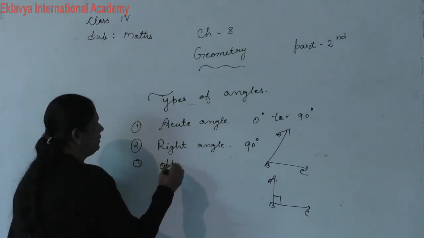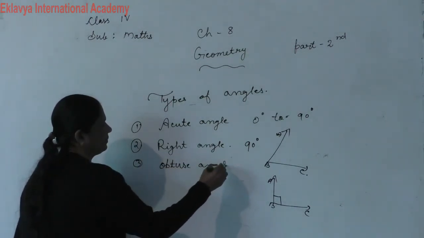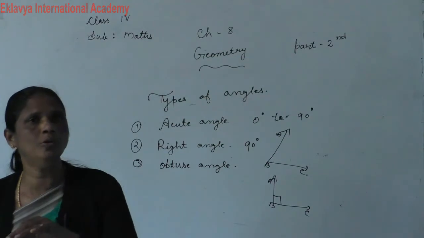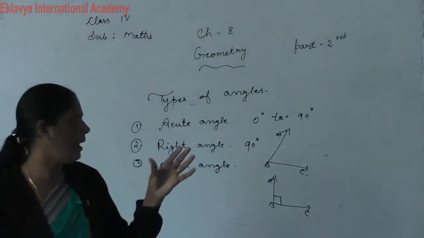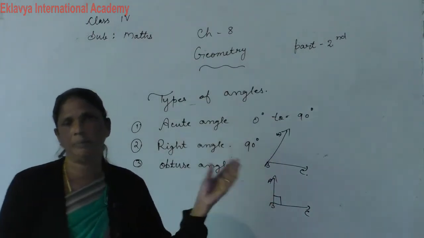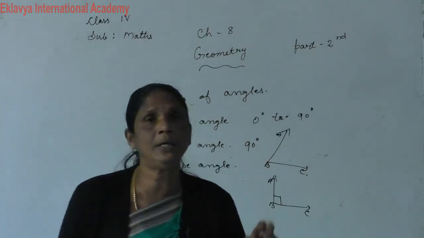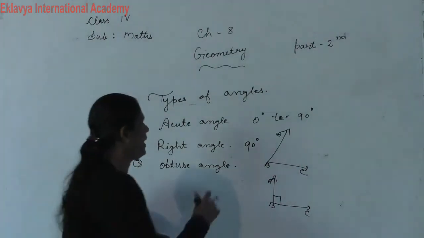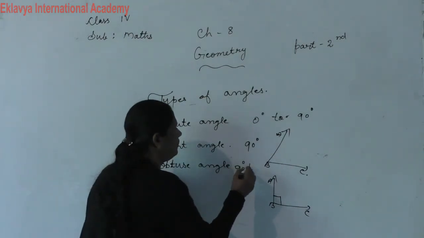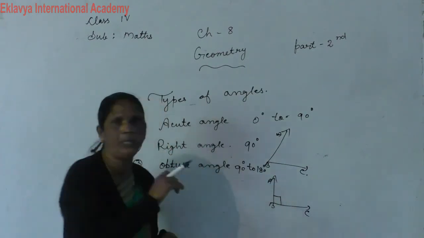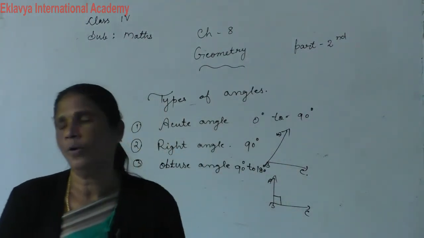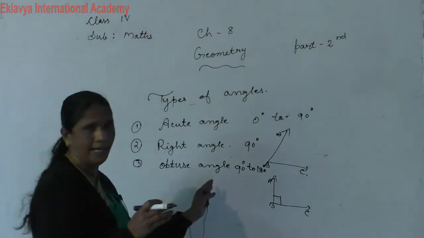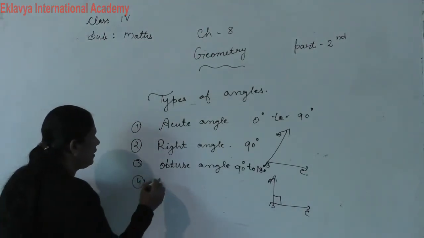Third, obtuse angle. An angle whose measure lies between 90 degrees to 180 degrees is called an obtuse angle.